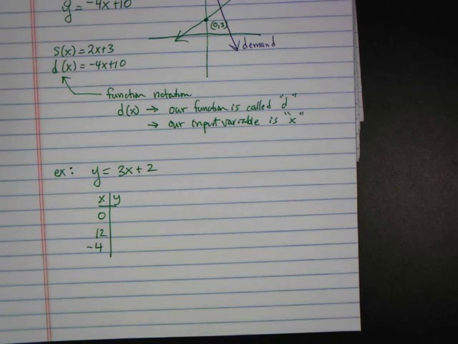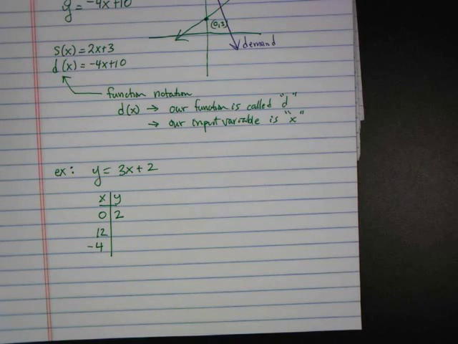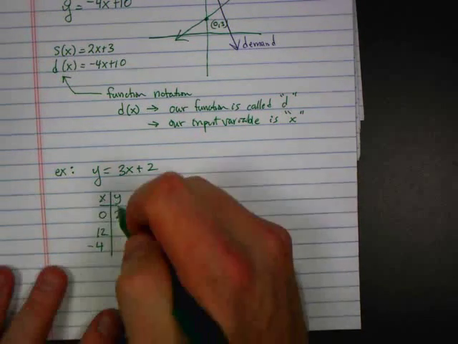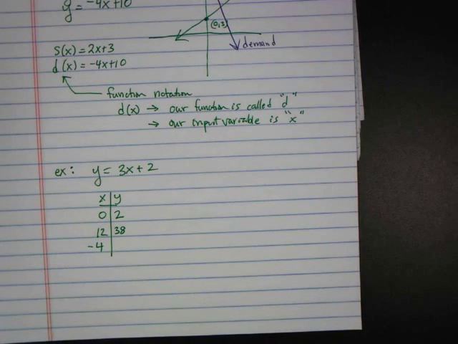You plug 0 in. What do you get when you plug 0 in? 2. What do you get when you plug 12 in? 36 plus 2 is 38. And you plug in -4. -10.